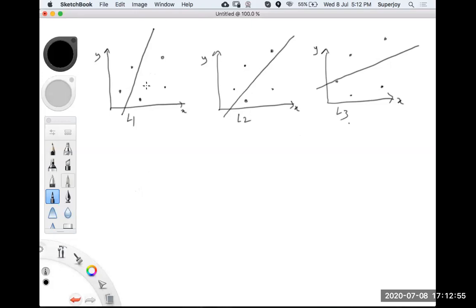What is your idea, guys, of how we can select which line would be the best line? Will this line be the best line for us, or this line, or this line? What do you say? The data distribution is the same, right? But which line would be the best line for us?